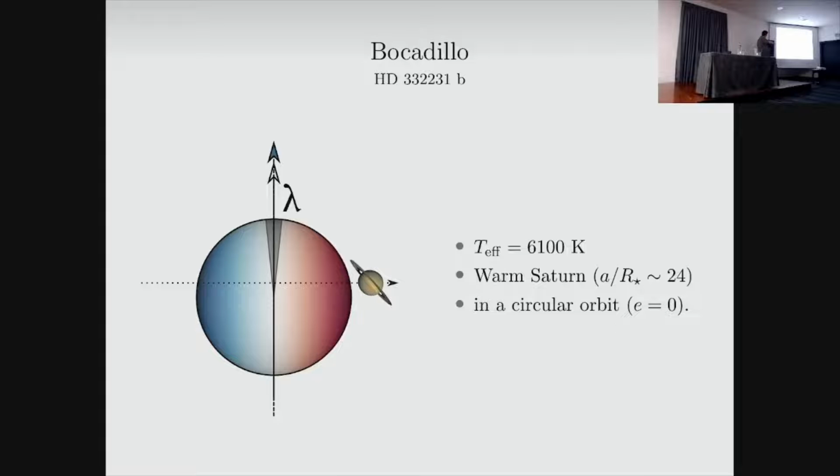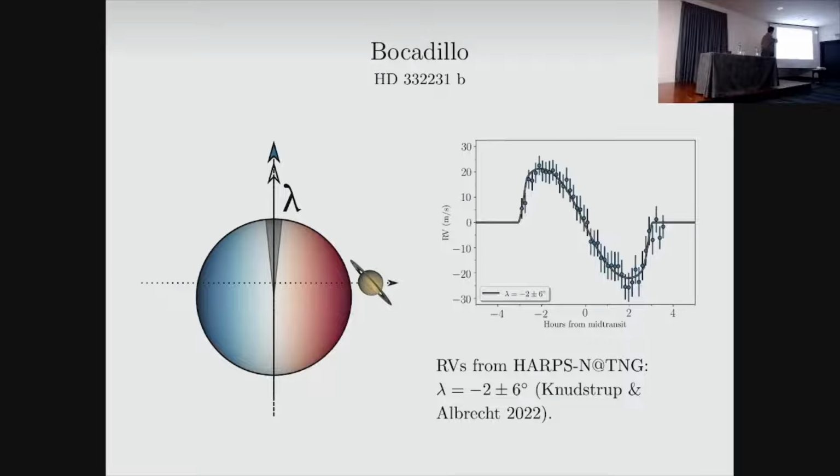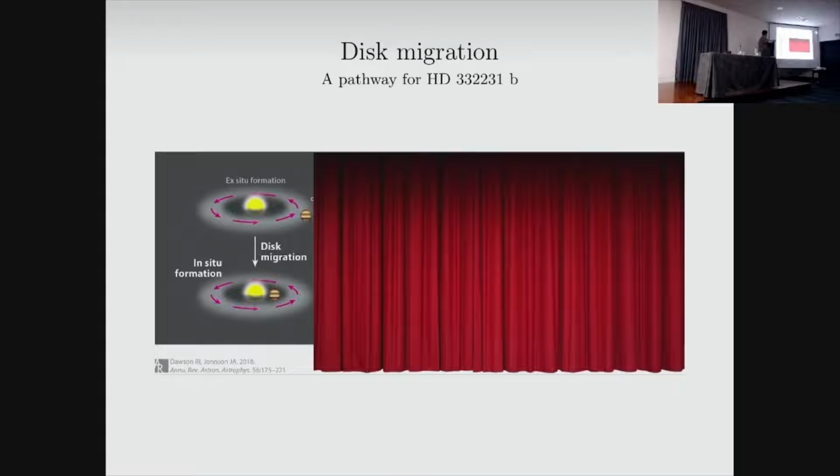And what I would like to do now is to take you around the clock and around the globe. We start out here with a Bocadillo at noon, and then we measured the obliquity, and we actually used HARPS North here at La Palma, and we found this to be very well aligned. So this circular warm Saturn is in an aligned orbit. What we concluded from that is that this was either formed in situ or it migrated through the planetary disk.